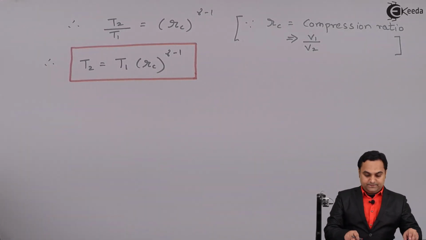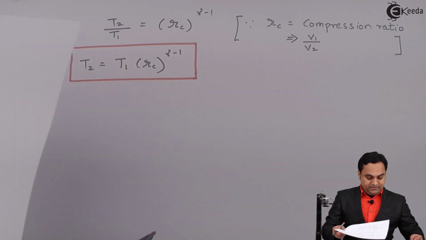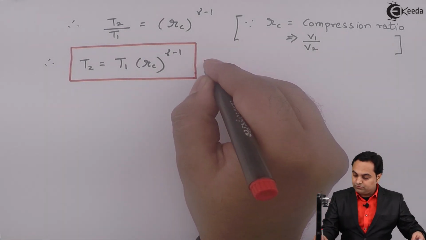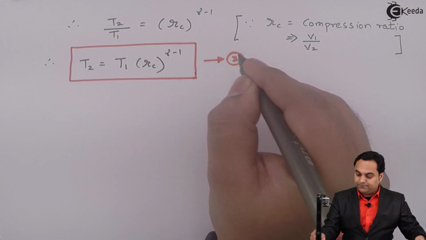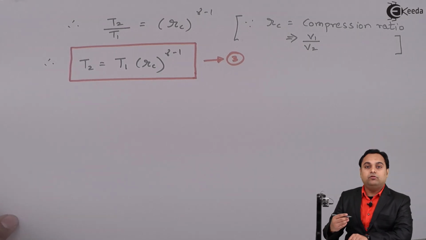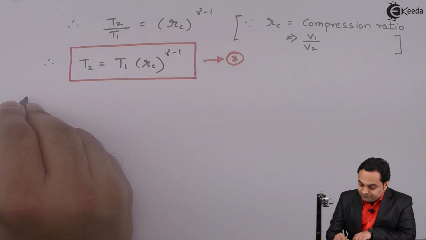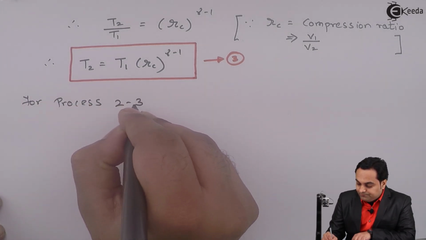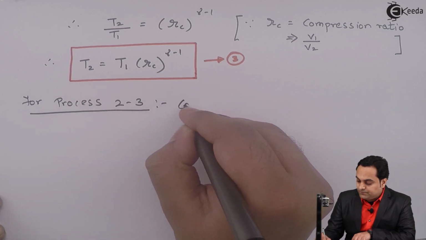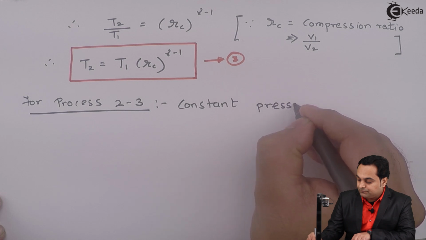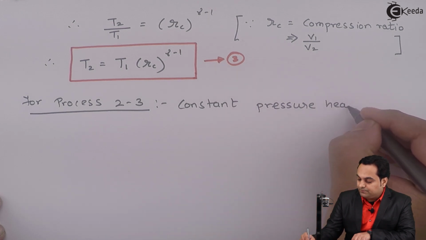Here I am getting the relation of T2 in the form of T1 and Rc. Next, I will keep this as equation number 3, because we have reached up to equation 2. Next, as we have seen for process 1 to 2, now for the next process, that is process 2 to 3, which is constant pressure heat addition.